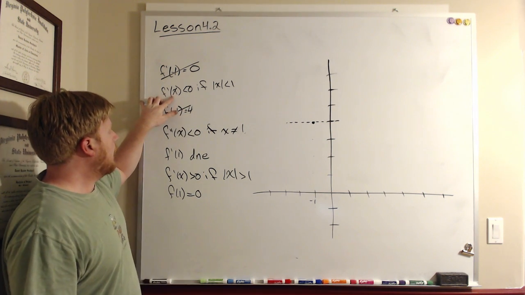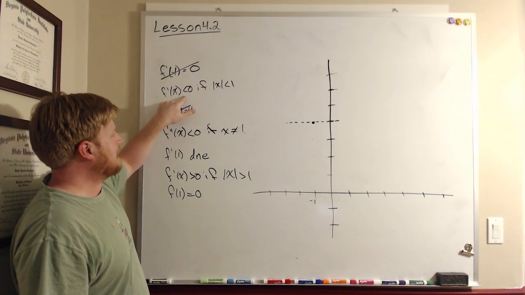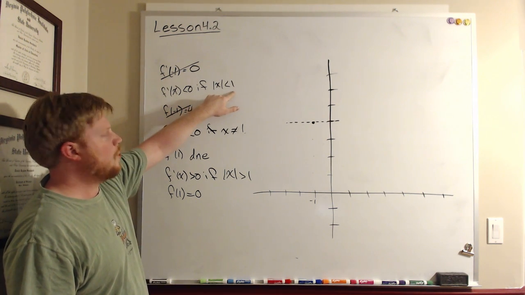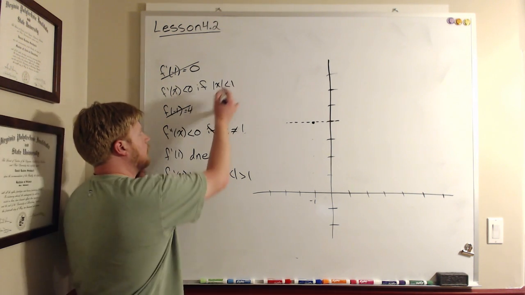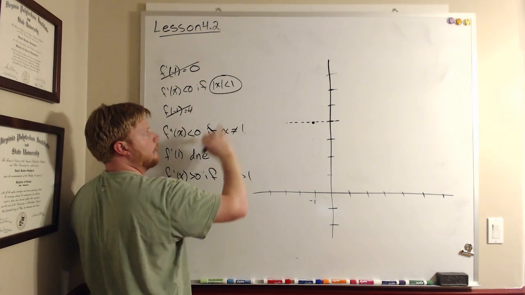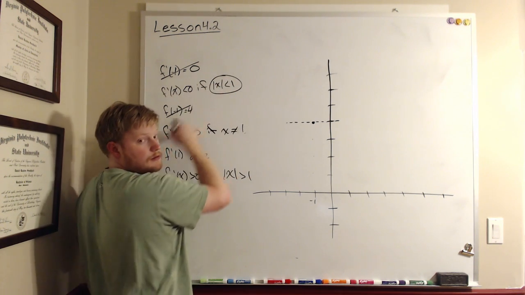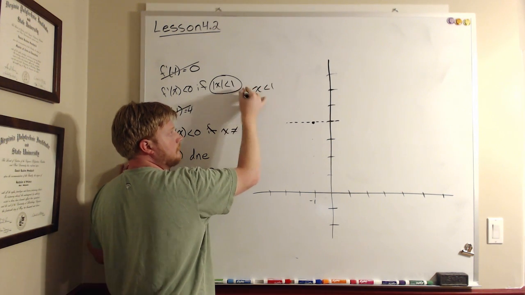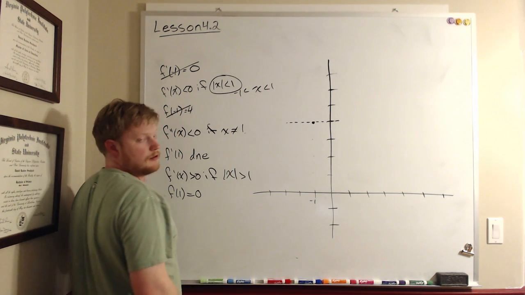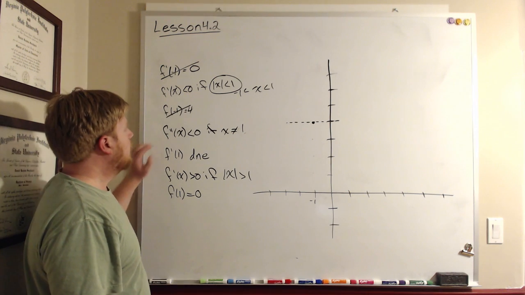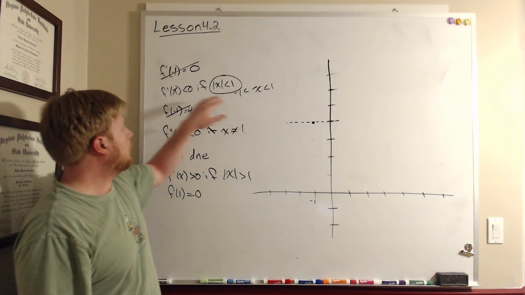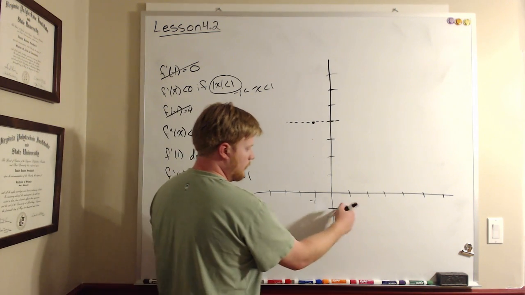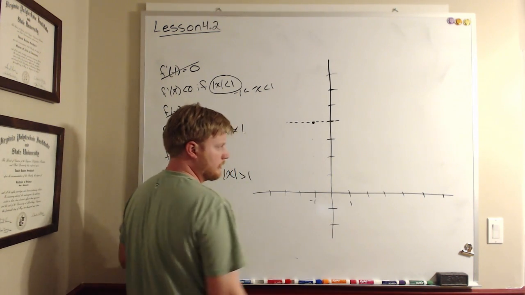Okay. F prime of x is less than 0 if the absolute value of x is less than 1. Okay, let's not forget from Algebra 1 how we write these. This absolute value inequality is the same as -1 < x < 1. So for x between -1 and 1, the slope is negative. So between -1 and 1, I'm decreasing.